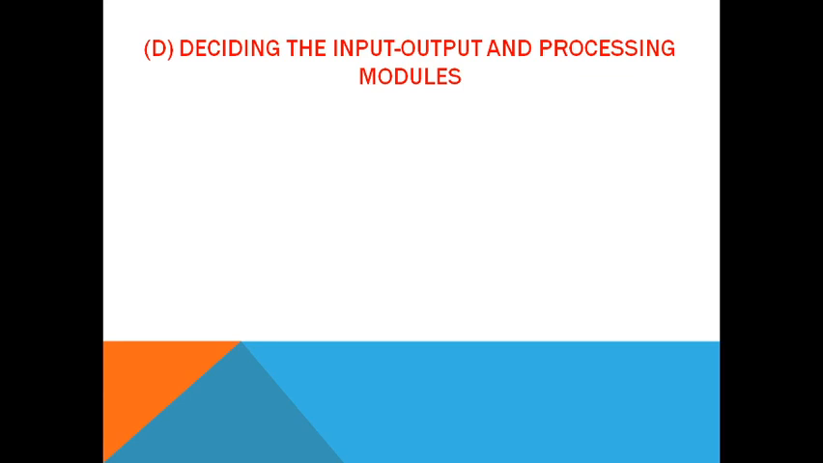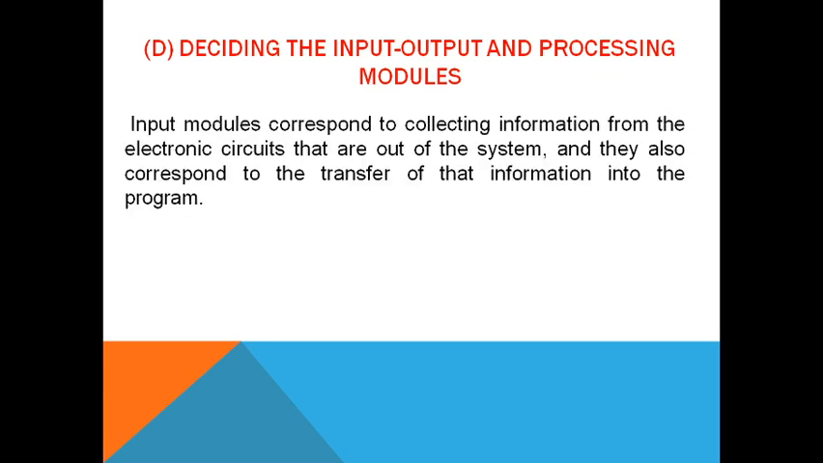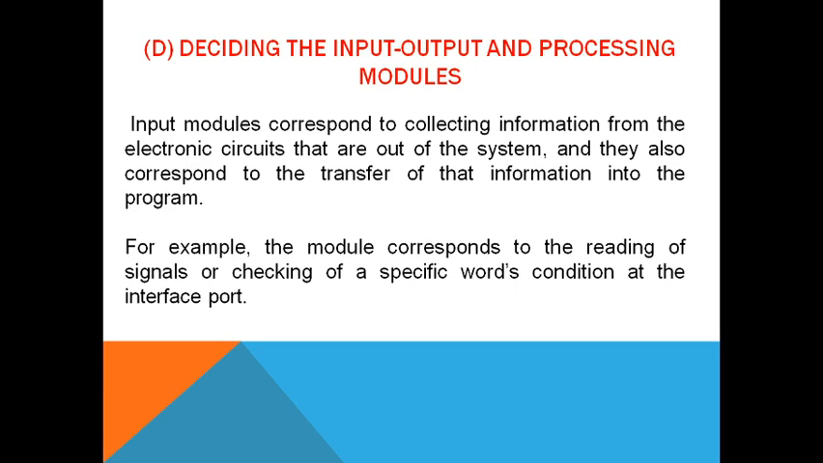Then the next point is deciding the input modules. Input modules correspond to collecting information from the electronic circuits that are outside the system, and they also correspond to the transfer of that information into the program. For example, the module corresponds to the reading of a signal or checking of a specific word condition at the interface port.